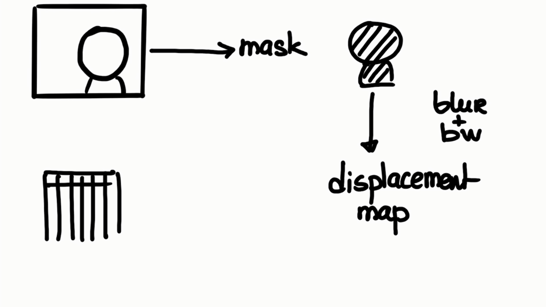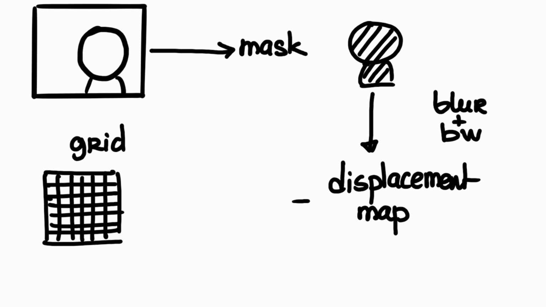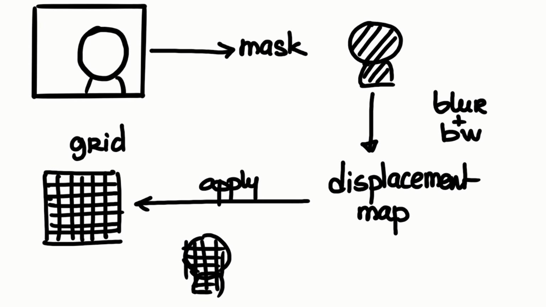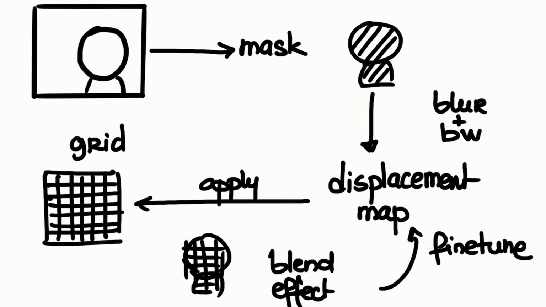Next, we will create a grid. Once we have our grid, we can now use the displacement map of our subject on the grid. Finally, we can apply some blending and effects to fine-tune the effect. Now that we have a plan, let's get started.